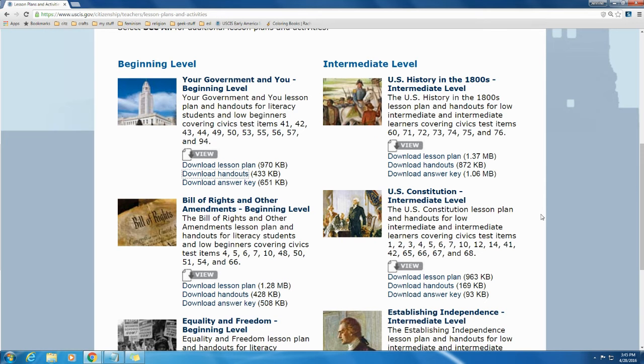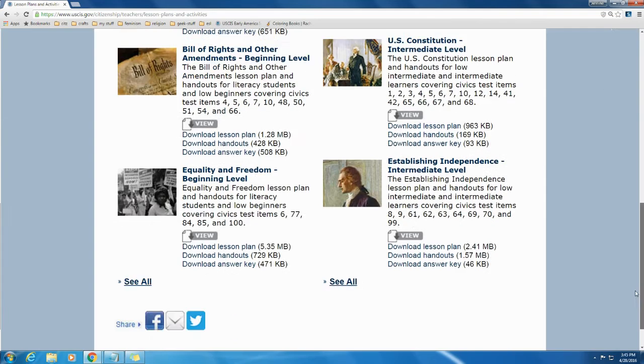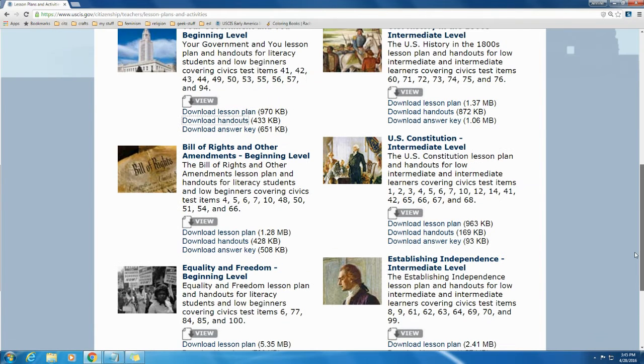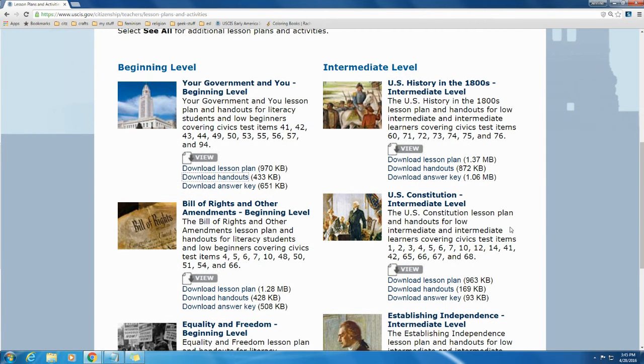Let's go back. Again, most of them are the beginning levels, and they have complementary intermediate levels. So they've almost completed the cycle for the intermediate levels. They have lesson plans with suggestions on how to teach, and also they have the answer key.